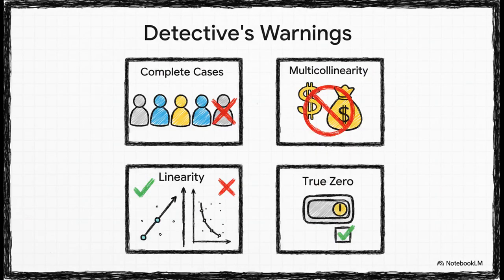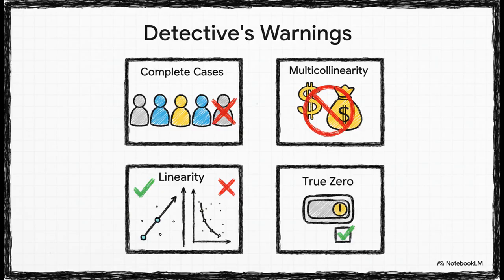And finally, every detective needs to know the rules of the road. First, regression only looks at complete cases, which means anyone with missing data on any of your variables gets dropped completely. Second, watch out for something called multicollinearity. It's a fancy word, but it just means don't use two variables that are basically measuring the exact same thing, like income in dollars and annual salary. It just confuses the model.